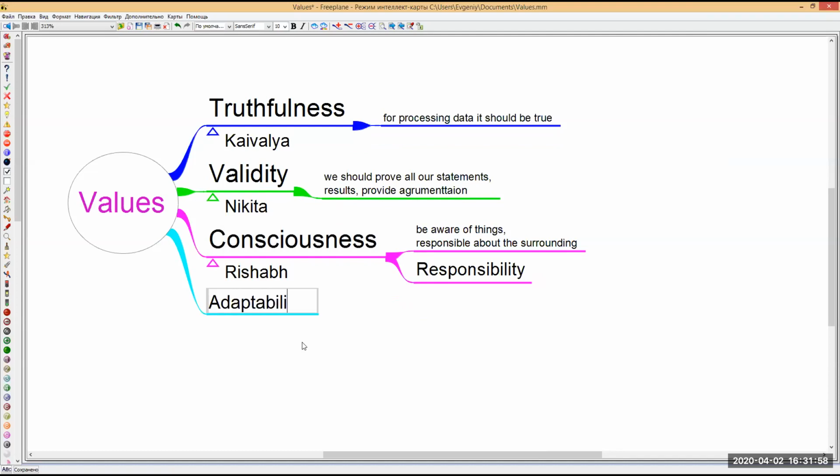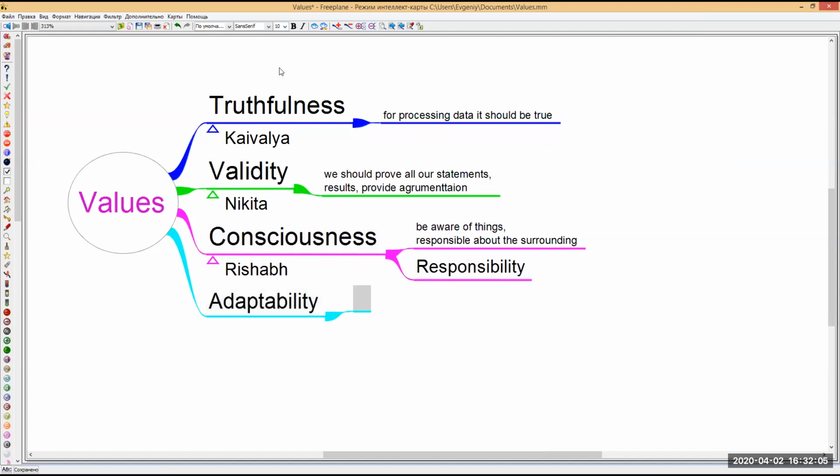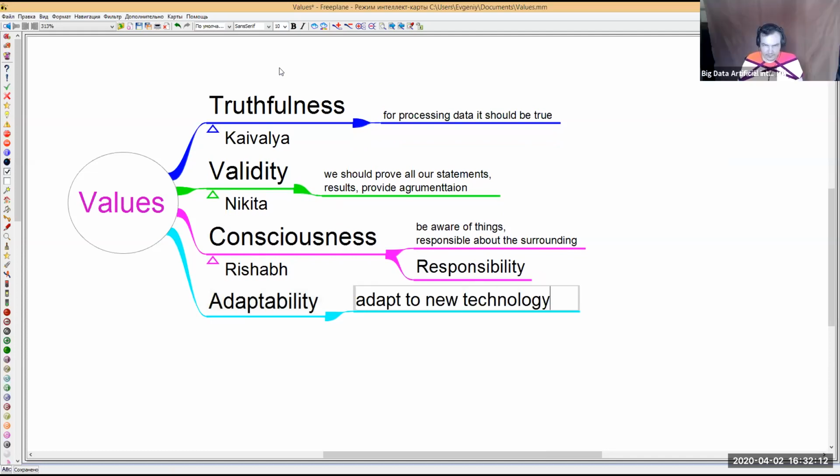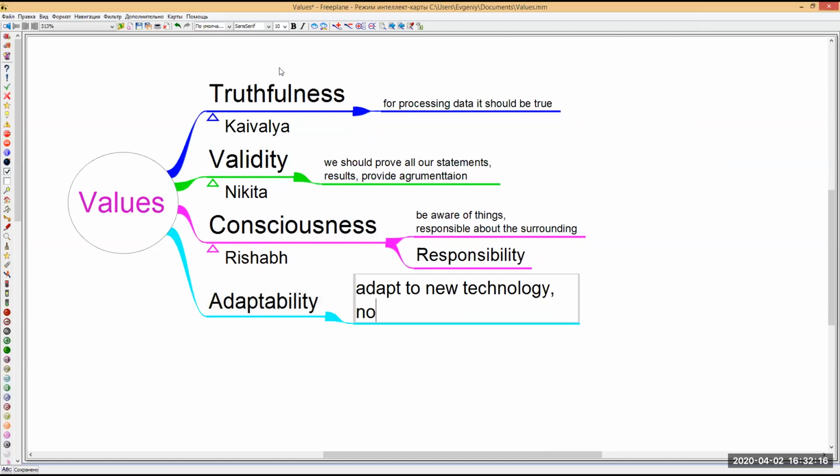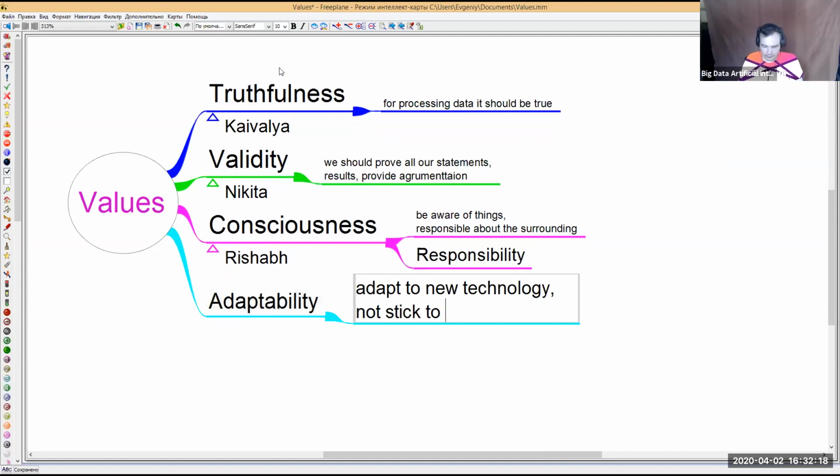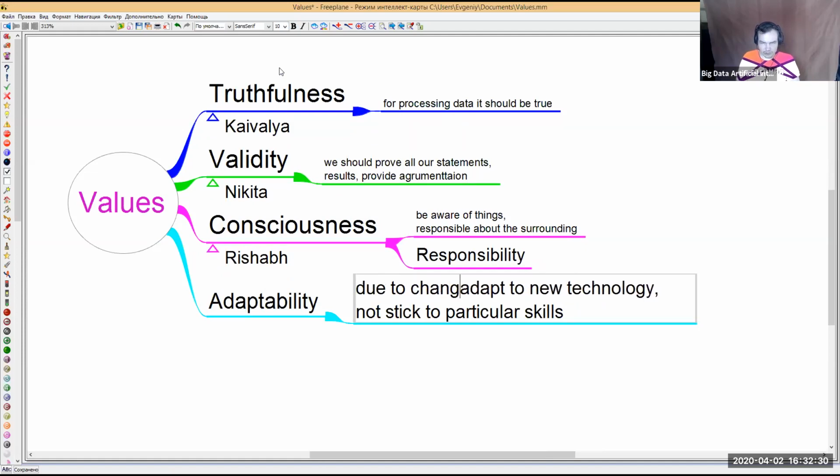As everything is changing rapidly, a data scientist should adapt to new technologies, new processes, and whatever new things are coming in the data scientist field. He should not stick with a particular skill set. Not stick to, due to changes.